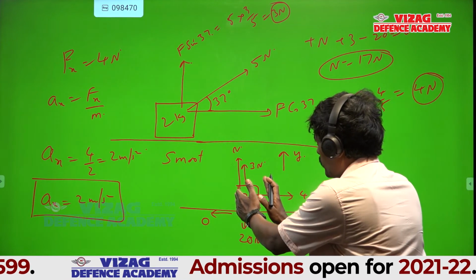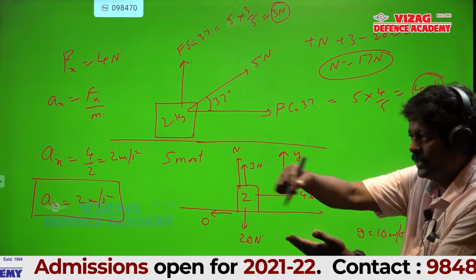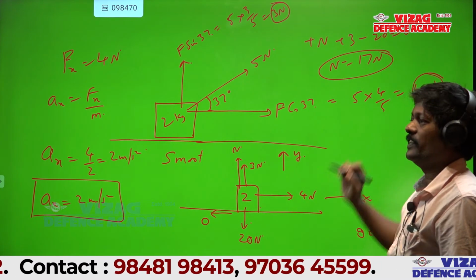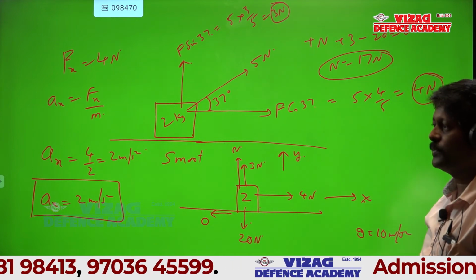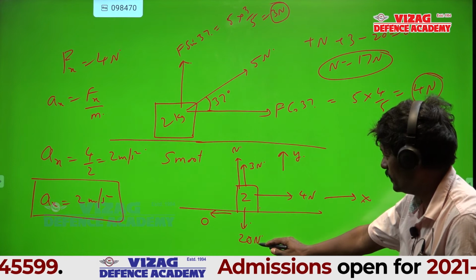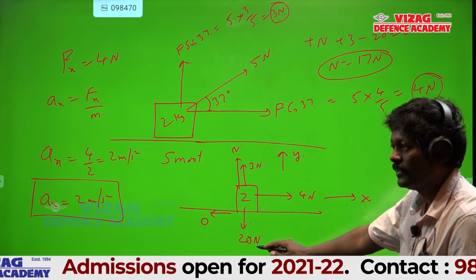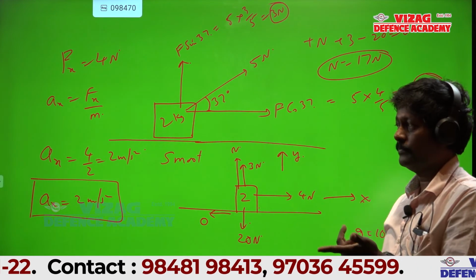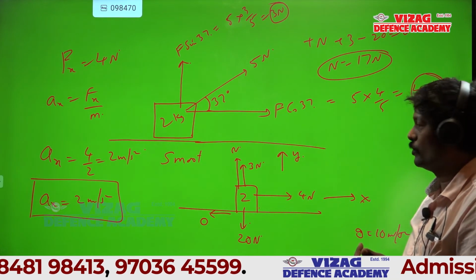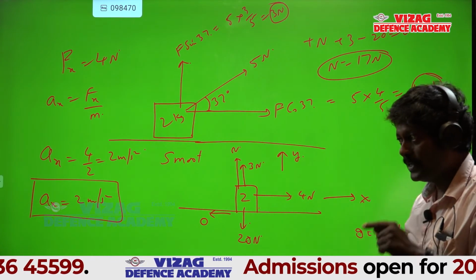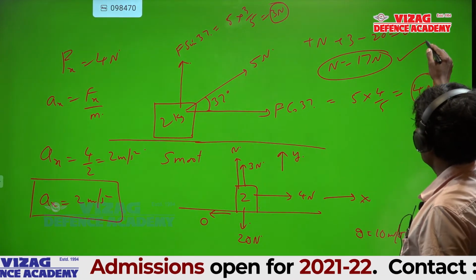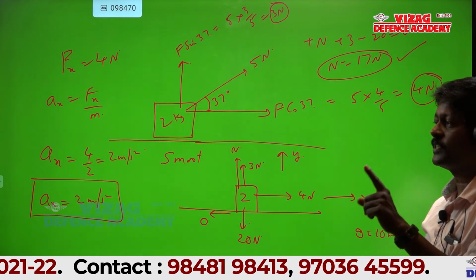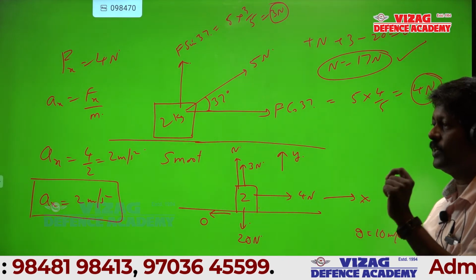If I put this block on the weighing machine, the weighing machine will record 17 Newtons. It appears to be 17 Newton. Actually, what is the weight of the body? 2 kg is mass. Weight is mg. What is the weight of the body? 20 Newton. But it appears as if it is 17 Newtons. So the weighing machines record normal reaction only.